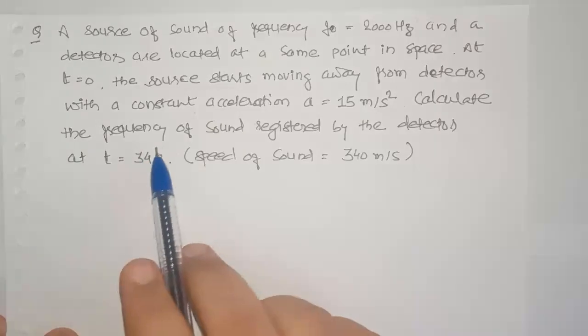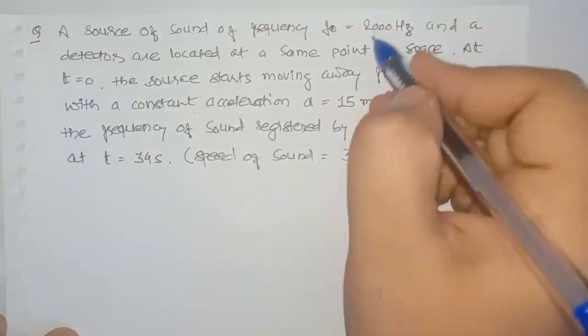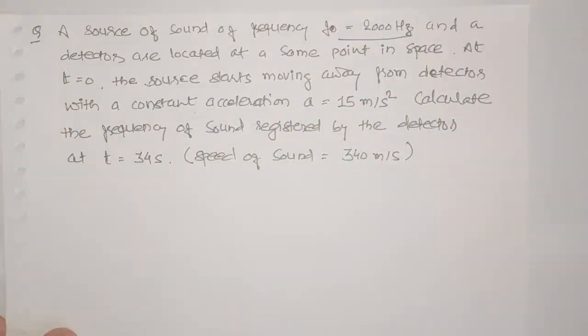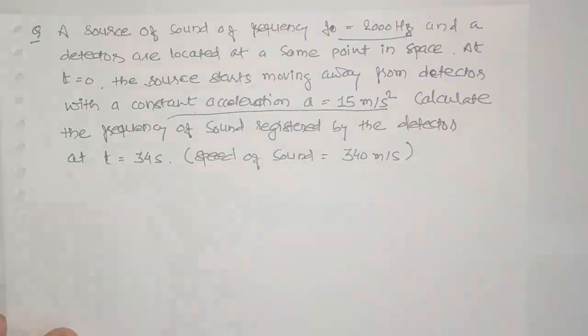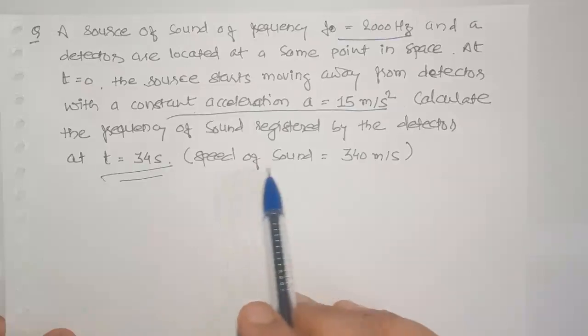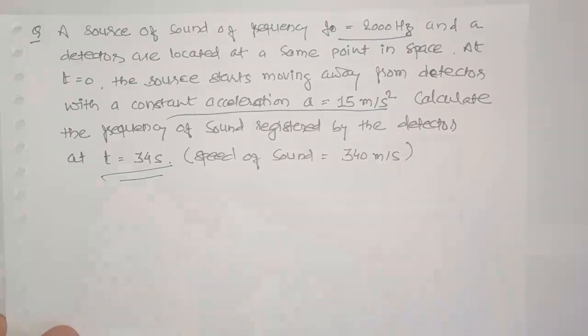In this example, a source of sound of frequency 2000 Hz and a detector are located at the same point in space at t equals 0. The source starts moving away from the detector with constant acceleration 15 meter per second square. What is the frequency of sound registered by the detector at t equals 34 second, given the speed of sound is 340 meter per second?